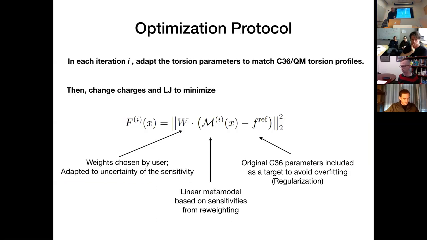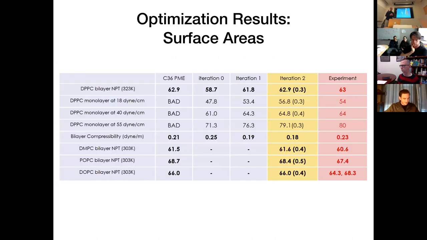So we did two iterations of this protocol for all the atom types in the head group. This is the original C36 with just PME for charges and cutoff Lennard-Jones. We haven't evaluated the monolayer areas, but we know from the surface tensions that they are really bad. But all these other things agree very well with the experiment, all the other areas of the different bilayers.